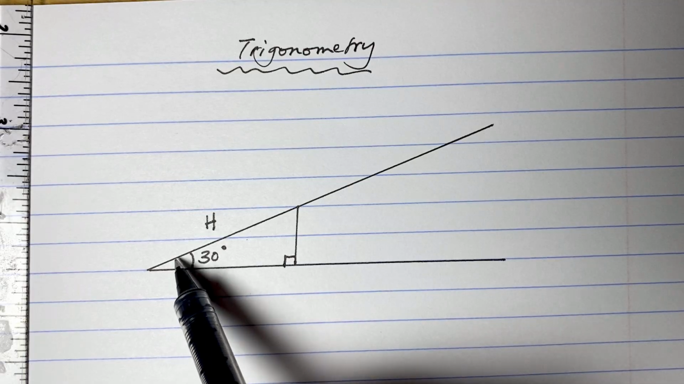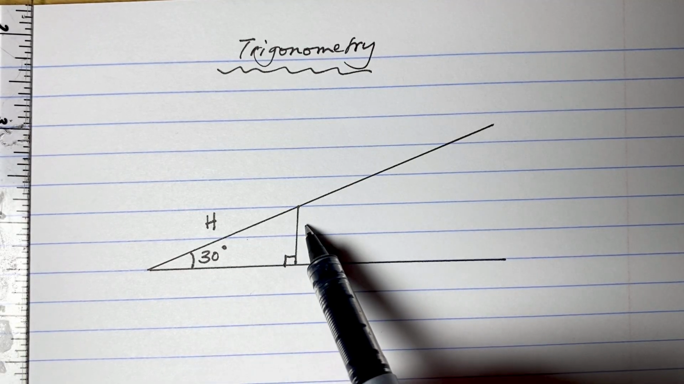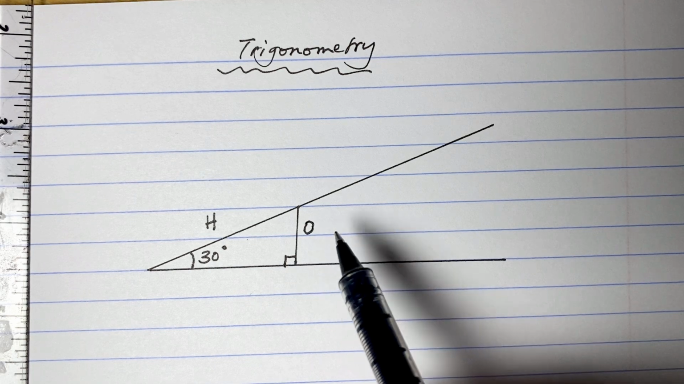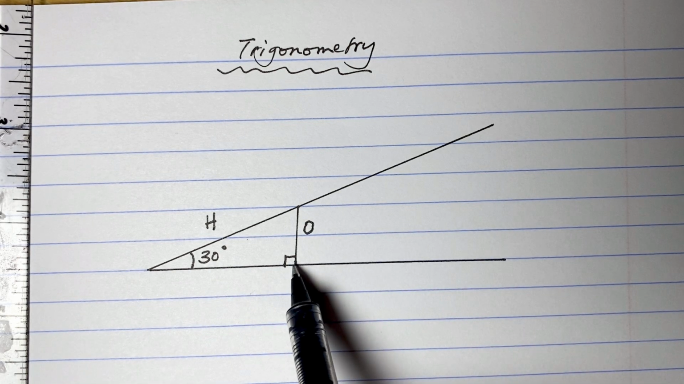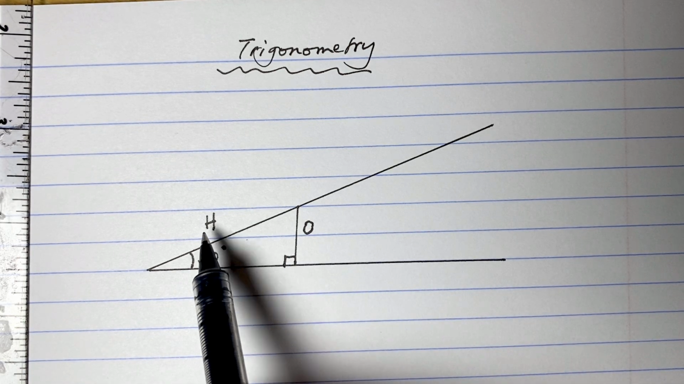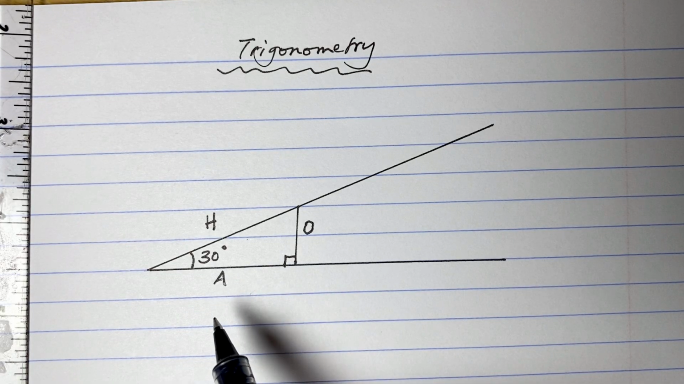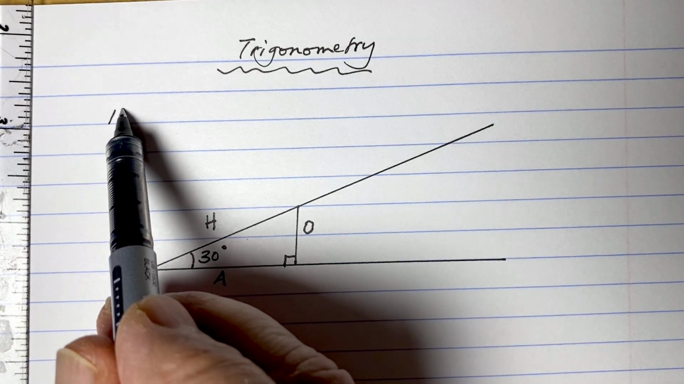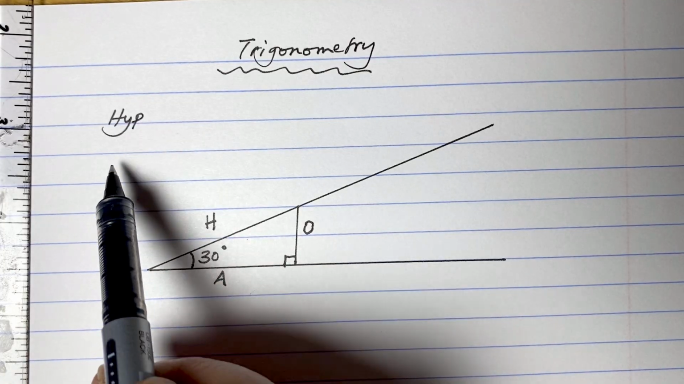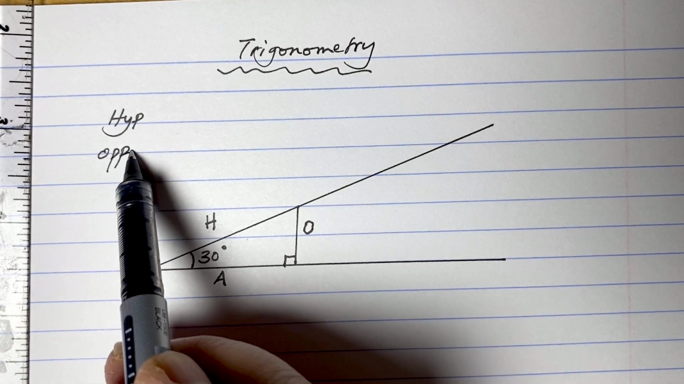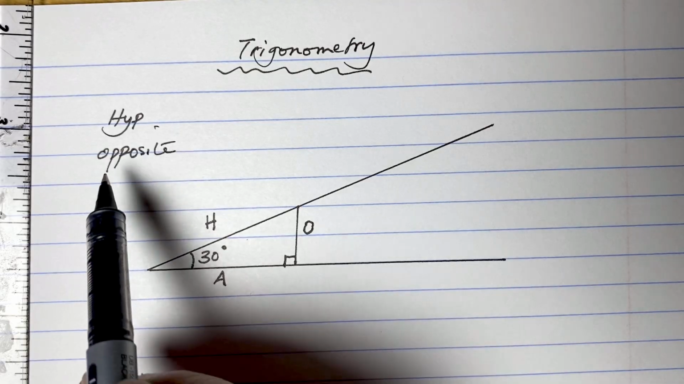The side which is opposite the 30 degrees is called opposite, O for opposite. And the side which is not opposite or hypotenuse is called adjacent, A for adjacent. So we have hypotenuse, opposite, and adjacent.